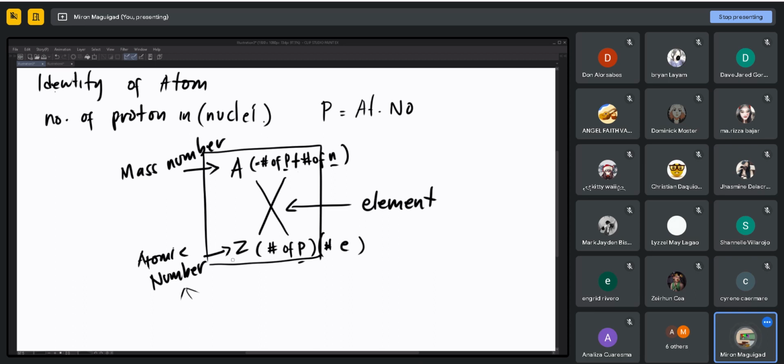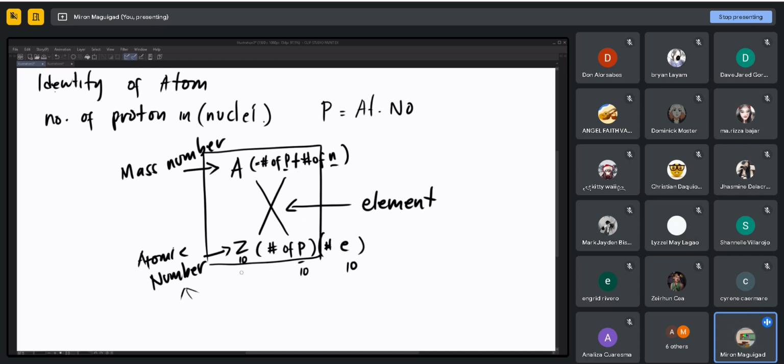So let's say may 10 dito. Ibig sabihin, 10 si proton, then 10 din si electron. Yun ba ibig sabihin nun, sir? Yes po. Itong mga letter na to is just a symbol.